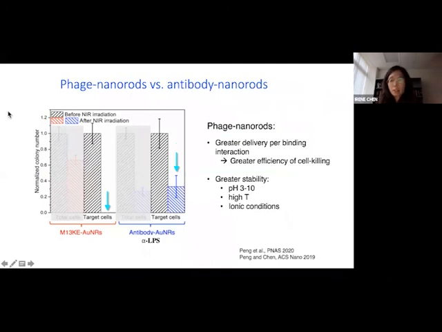I want to make one point about phages versus antibodies, because often people say, well, all you did was use the phages to bring your nanorods to the bacteria. Why can't you just use antibodies to bring your nanorods to the bacteria? There are some theoretical, conceptual reasons. One is that you get greater delivery per binding interaction with phages because they are much larger than antibodies. Our phages are carrying on the order of 15 nanorods per phage, whereas an antibody would probably have just one, maximum two, because of its size. This translates into greater efficiency of cell killing, and that's seen in vitro, here comparing phage nanorods with antibody nanorods. But I'm going to show you some in vivo data which shows the same thing, and that's maybe a little bit more compelling.